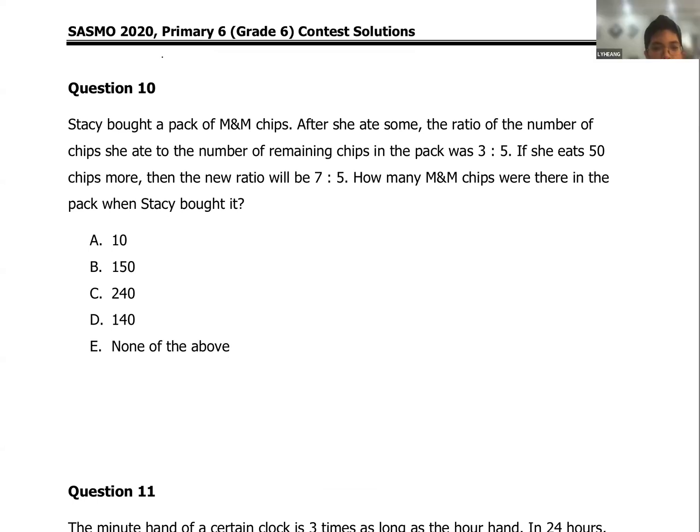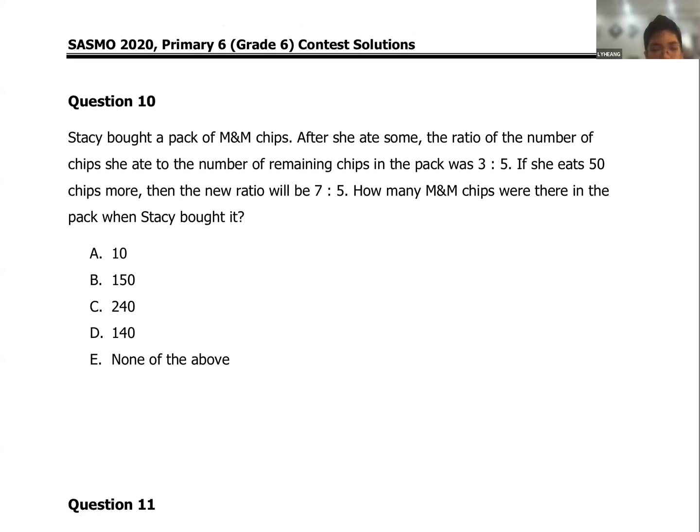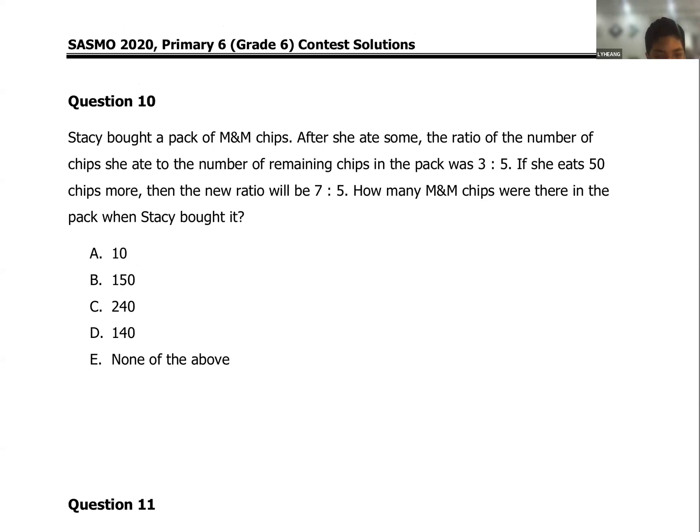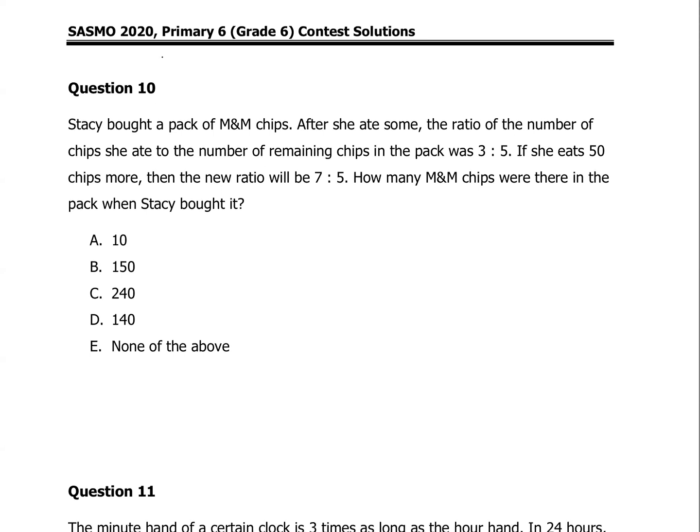Tracy bought a pack of M&M chips. After she ate some, the ratio of the number of chips she ate to the number of the remaining chips in the pack was 3 to 5. If she eats 50 chips more, then the new ratio would be 7 to 5. How many M&M chips were there in the pack when Tracy bought it? Thank you. So, okay, we'll start marking this.